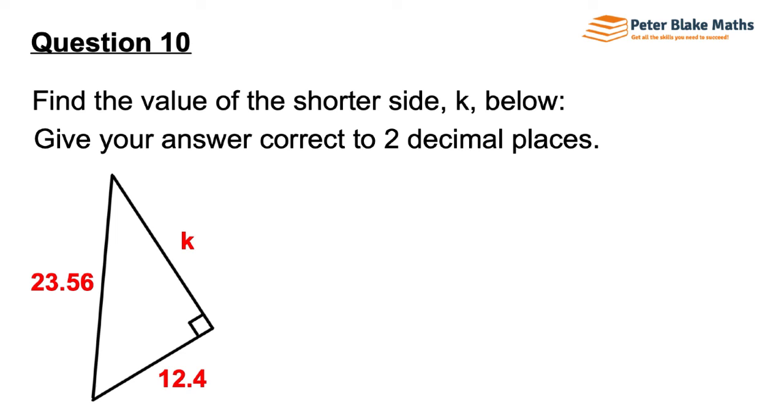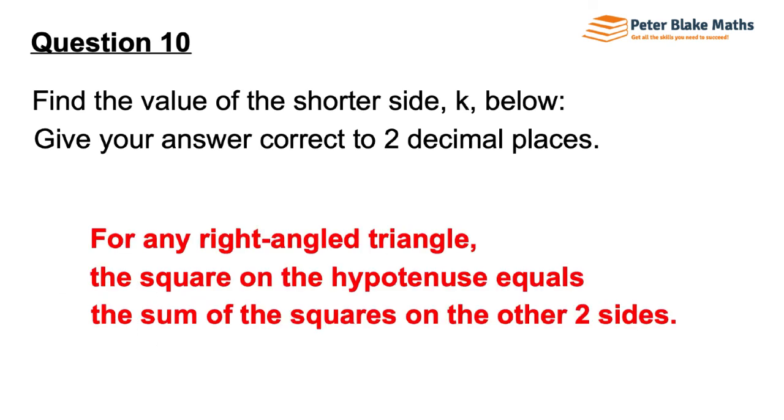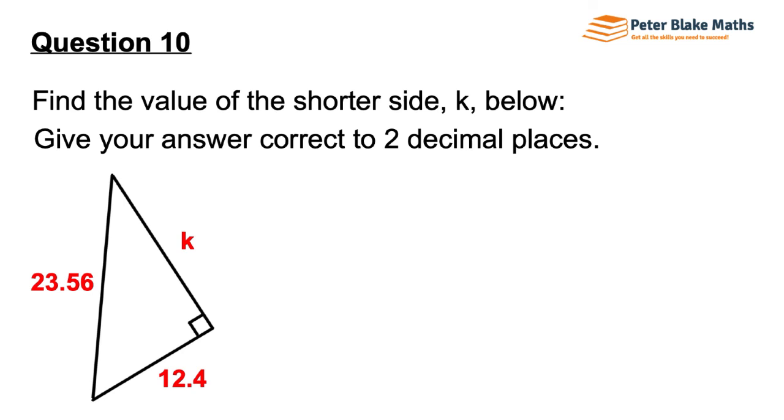Question 10. Find the value of the shorter side K below. Give your answer correct to 2 decimal places. That's the drill. For any right angle triangle, a square on the hypotenuse equals the sum of the squares on the other 2 sides. That's what our solution will be based on here. We're finding a shorter side, so I like to start with the letter squared equals the bigger number, in this case 23.56 squared, minus the smaller number, 12.4 squared.